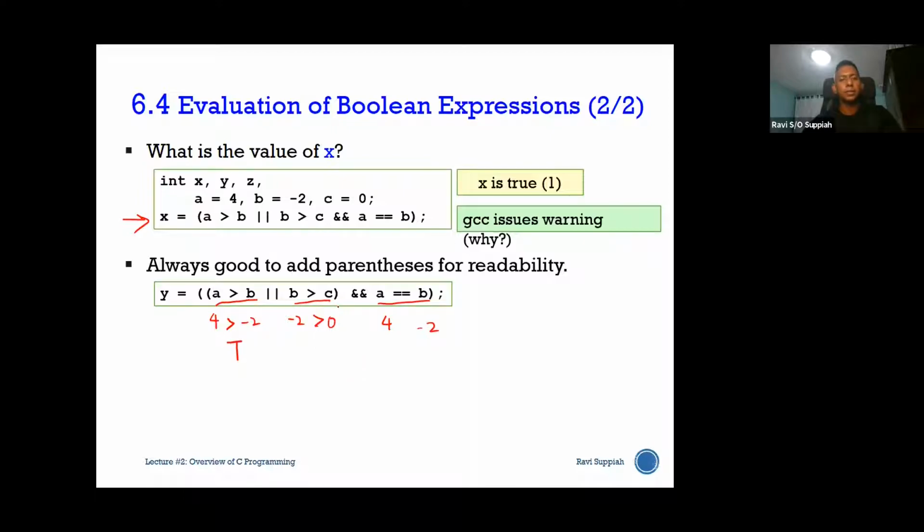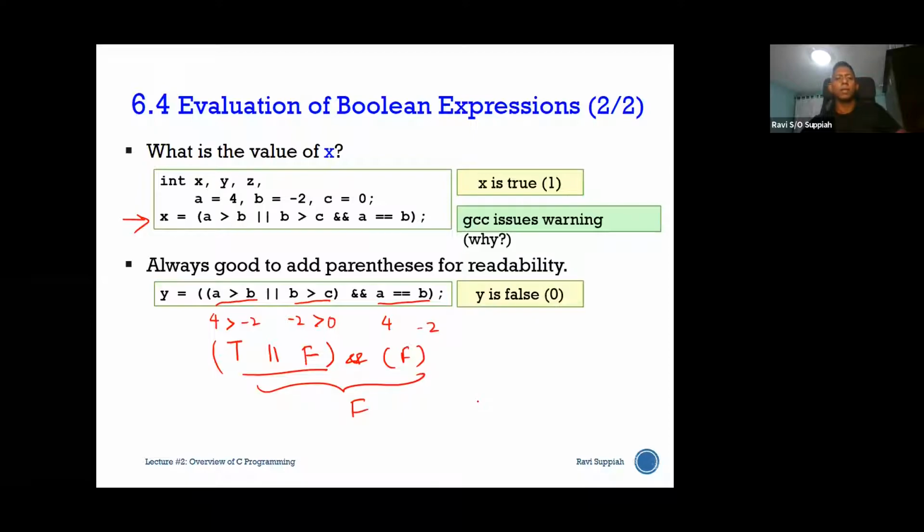Is B greater than C? No. Correct, -2 is not greater than 0. So this is false, and this is an OR operation here. And I do an AND with 4 equals -2. So is 4 equal to -2? No, 4 is not equal to -2. So this is false. When I do an AND with a false, I don't need to worry about the rest, because I know that the end result is always going to be false. So this one will give me the answer as false.